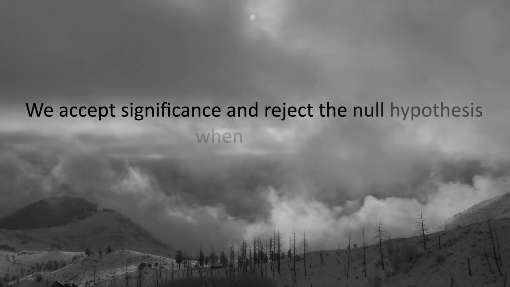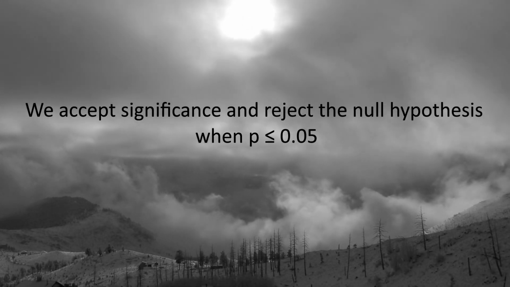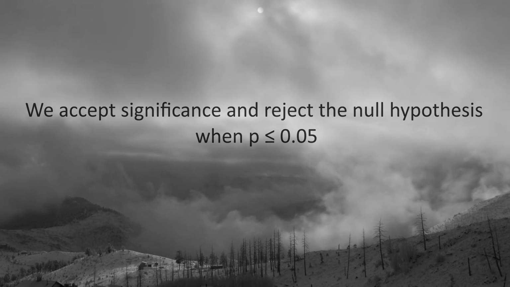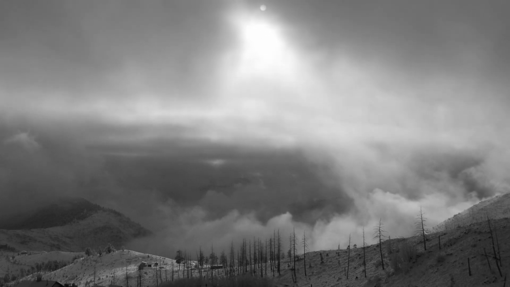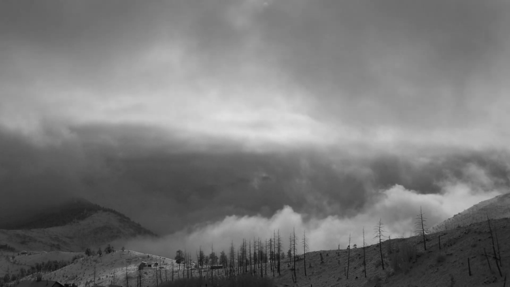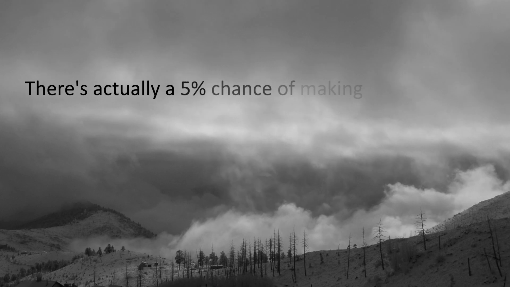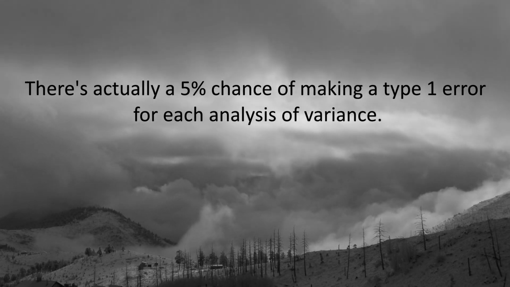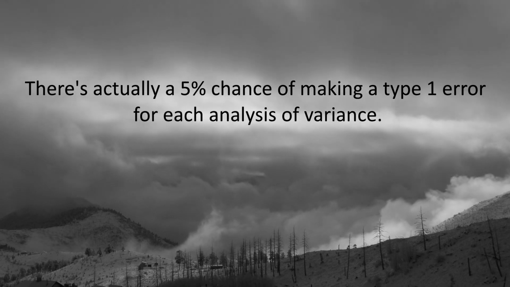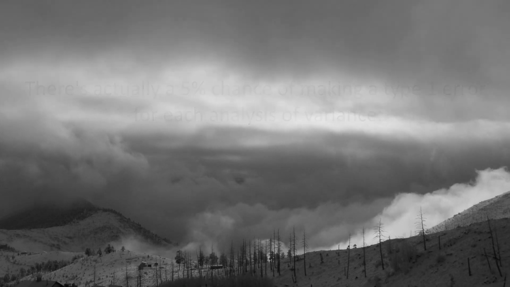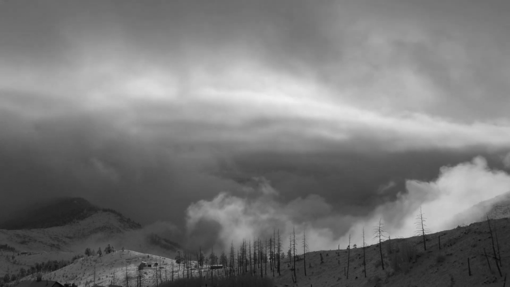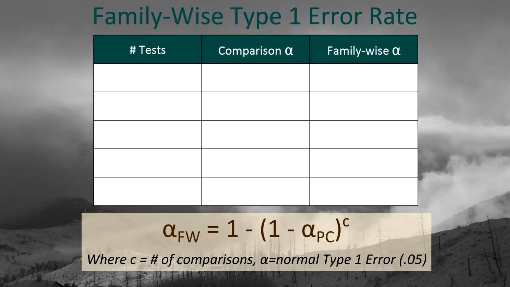As you know, we accept significance and reject the null hypothesis at p less than or equal to 0.05, a 5% chance that we're wrong and have committed a type 1 error. There's actually a 5% chance of making a type 1 error for each analysis of variance that we conduct on this question. Therefore, performing multiple tests means that our overall chance of committing type 1 error could be far greater than 5%. Here's how it works out.